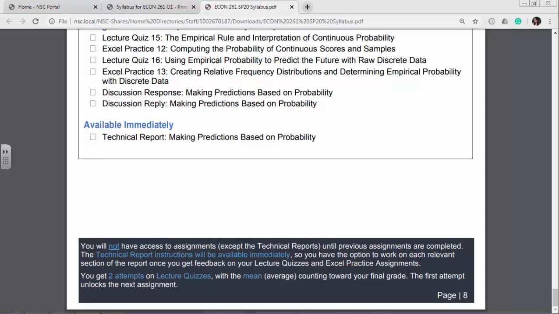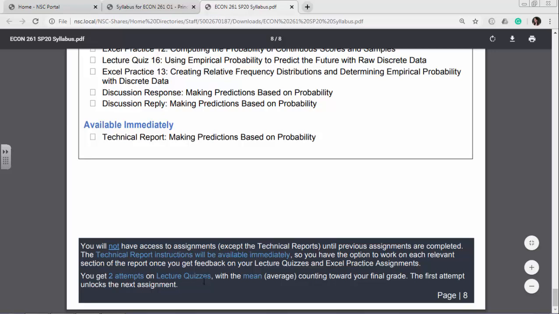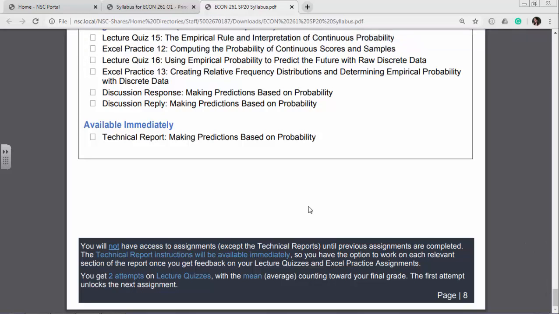And you'll also see here, you don't have access to assignments, this is just a reminder, except that technical report until previous assignments are completed. So again, you cannot jump ahead, and you get 2 attempts on the lecture quizzes with the average counting towards your final grade. So this was a lot of information, and I hope you feel good about taking the syllabus quiz now because you have to take that to move on.